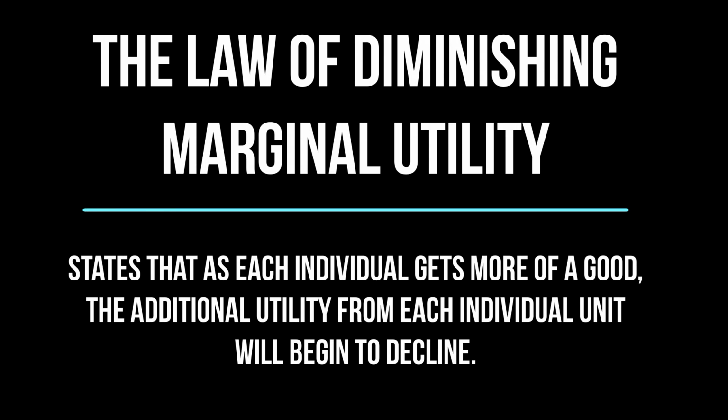This is better known in the economic circle as the law of diminishing marginal utility. The law of diminishing marginal utility says that as an individual gets more of a good, the additional utility from each additional unit will begin to decline. Now keep that in mind when we get to that production possibilities frontier.